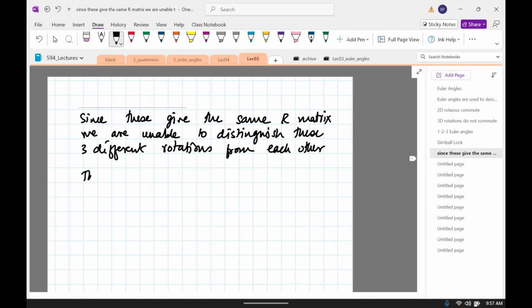Okay. So this is the gimbal lock. That is the inability to represent certain configurations because of the use of Euler angles.